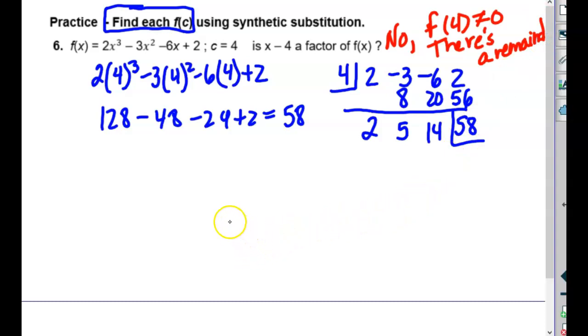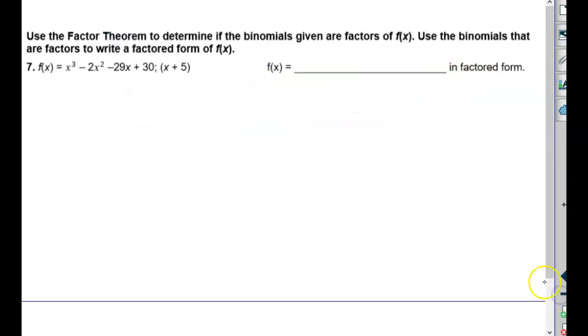All right, so we are going to practice this. And some of them we're going to need our calculator for. But the first one, it says use the factor theorem to determine if the binomial given is a factor, and then use the binomials to write it in factored form. So this is what we did at the beginning of the lesson. They give us one of them. So what are we going to put in first?